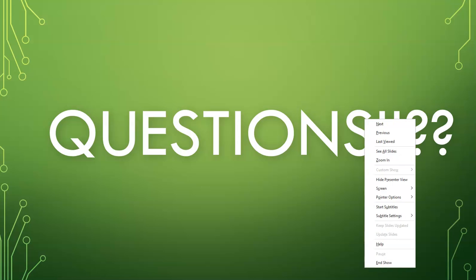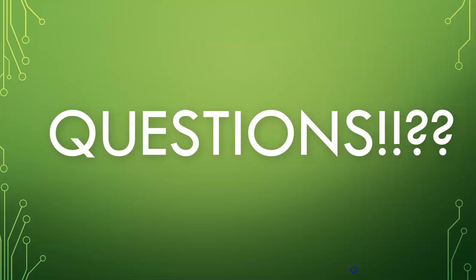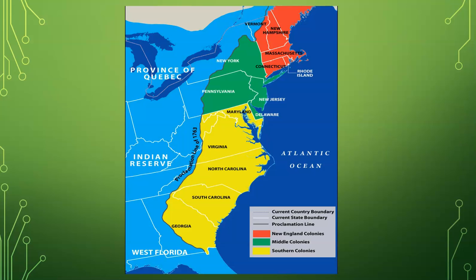So, hold up, I messed this up. There we go. Something to point out, the yellow is southern. These are the four middles. And then these are the New Englands.